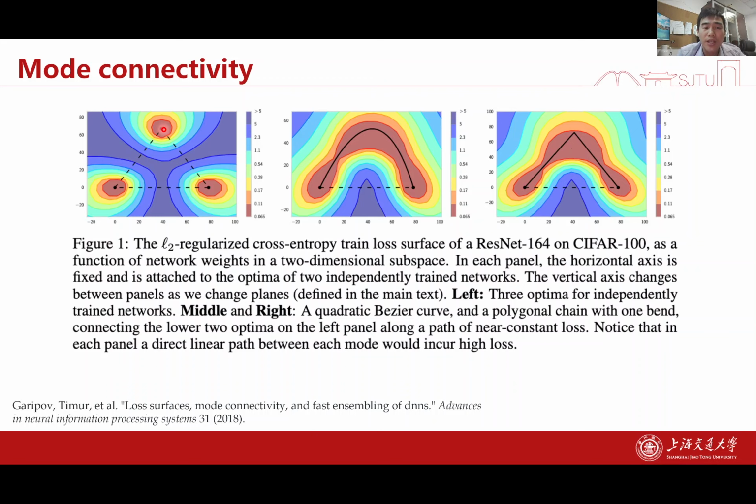However, it seems you can always find a path that is not straight and connects these two global minima, or any two global minima, and the loss on this path is almost constant, meaning all points on this path are very close to the global minimum. So it seems all global minima are connected. This property is called mode connectivity. It's very interesting and very hard to explain why such a complex model can have this property.